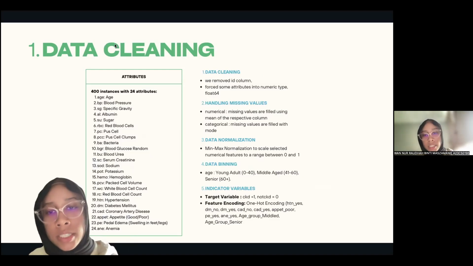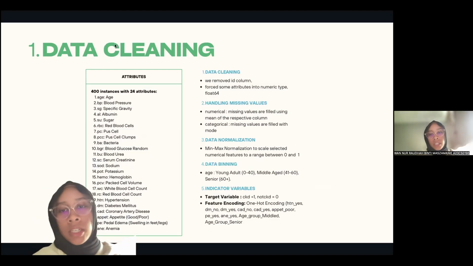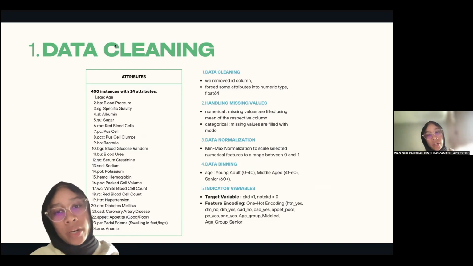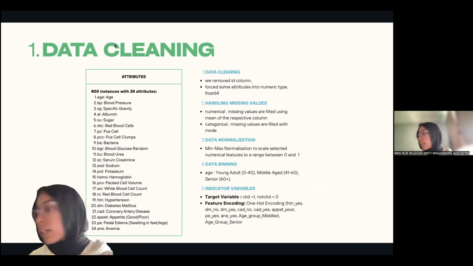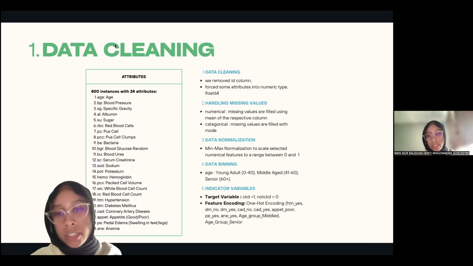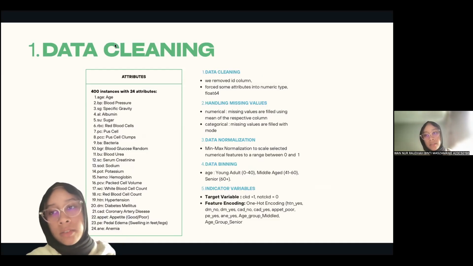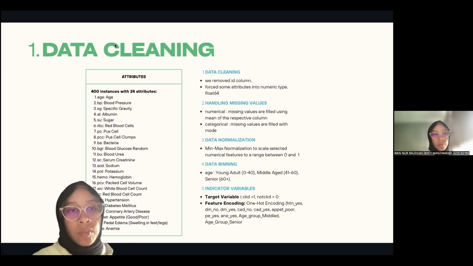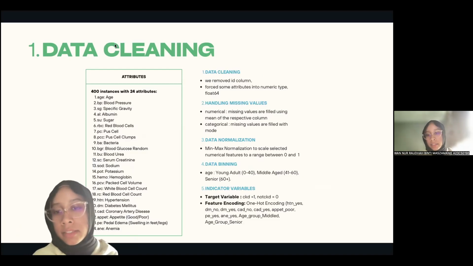And for data normalization, we use min-max normalization to scale the values between 0 and 1. And for data binning, for example, age, we separated into 3 different categories: young adult, middle age, and senior. And there are indicator variables as well, where the target variable CKD equals 1 and not CKD equals 0. And several other feature encodings as well, which are one hot encoding, which is HTN yes, hypertension yes, or DM no, or DM yes, and several other things.